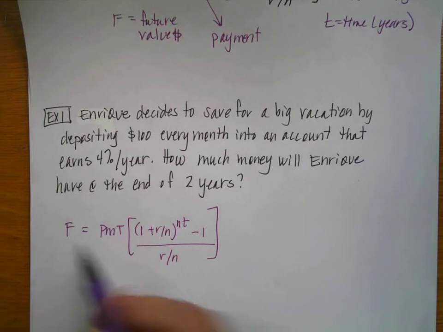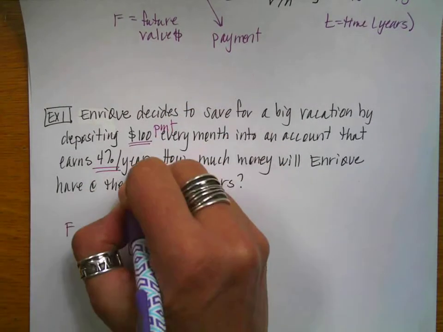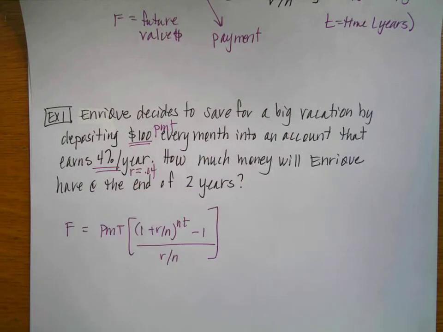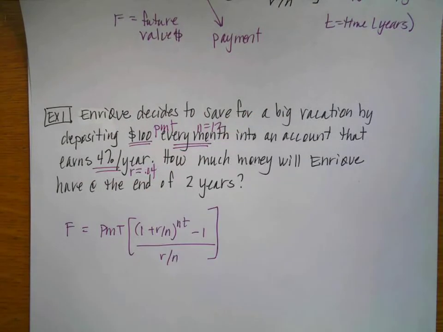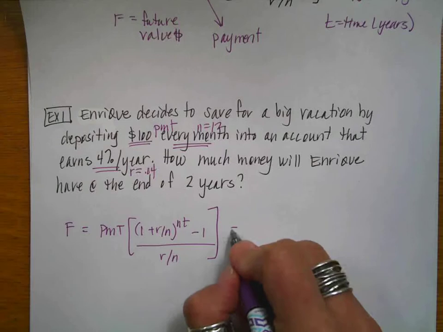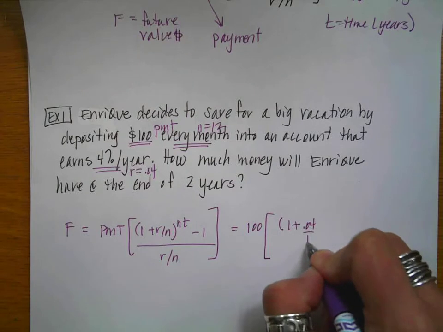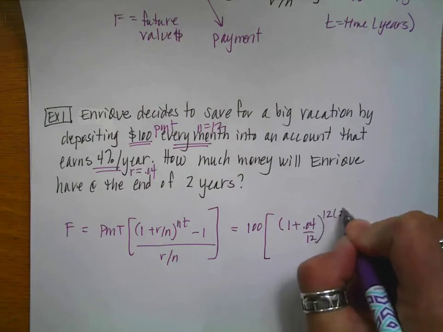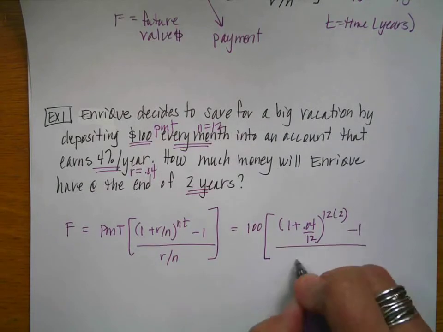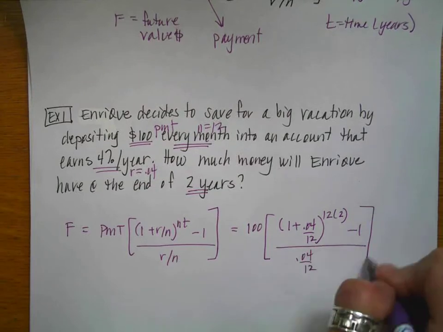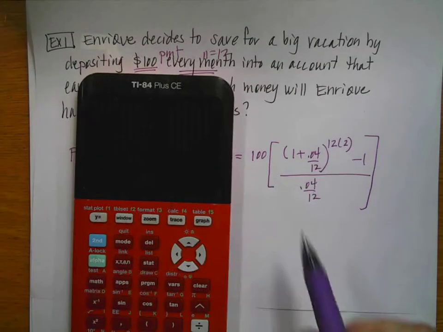So we're wanting to find our future value. The 100 is going to be the payment. The 4% per year is going to be our R, so 0.04. And then he's saving every month, so N is going to equal 12. So now we're just going to put all that information into our formula. So here's the $100, and then times 1 plus the 0.04 divided by 12, raised to the 12 times 2 because he wants to save his money for 2 years, subtract 1, and then it's going to be 0.04 divided by 12. Now this is just a little bit tricky to put into our calculator, so I'm going to walk you through that process now.